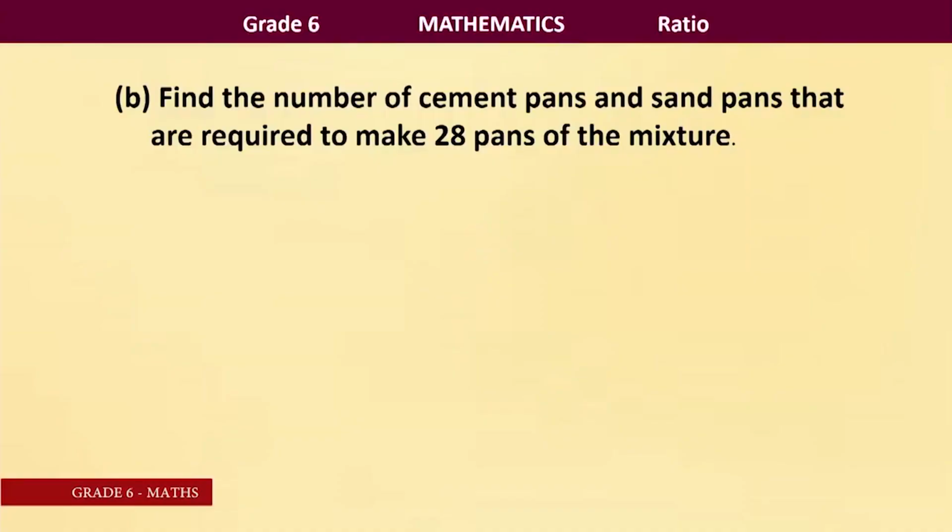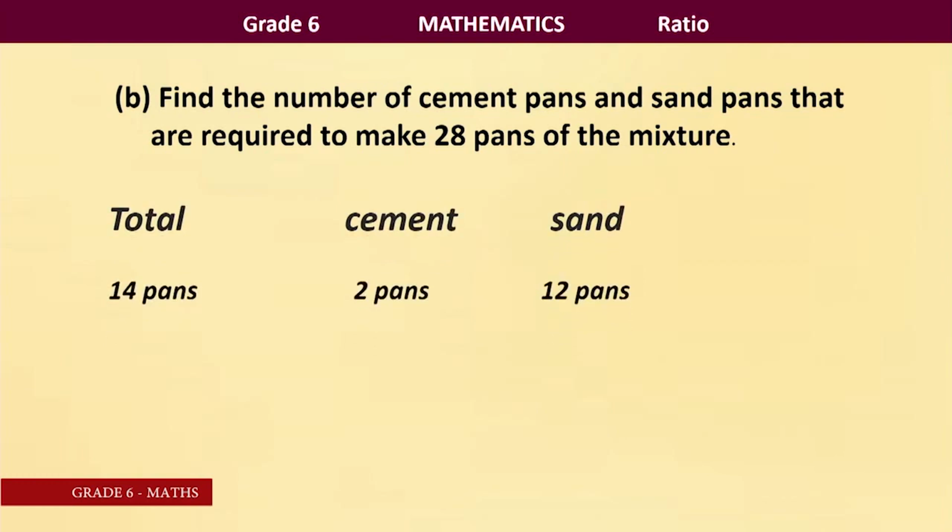Find the number of cement pans and sand pans that are required to make 28 pans of the mixture. Now the total is 28 pans. The total is given. But in this question they gave initially 2 pans of cement and 12 pans of sand. Then think, what is the total? The total is 14. Now in this question the total is 28. You know 28 is twice of 14. It is doubled. Then you can arrange your answer.